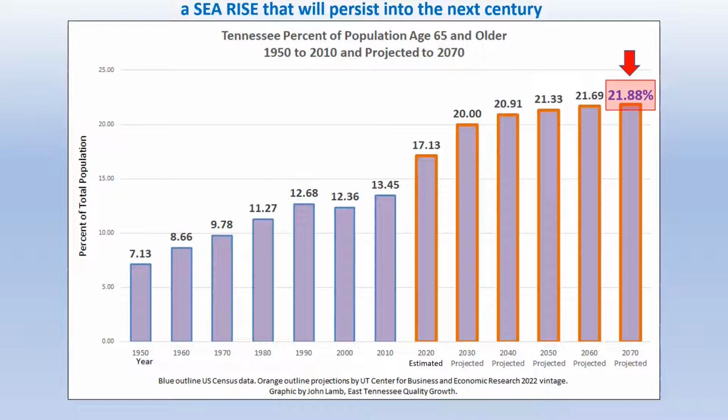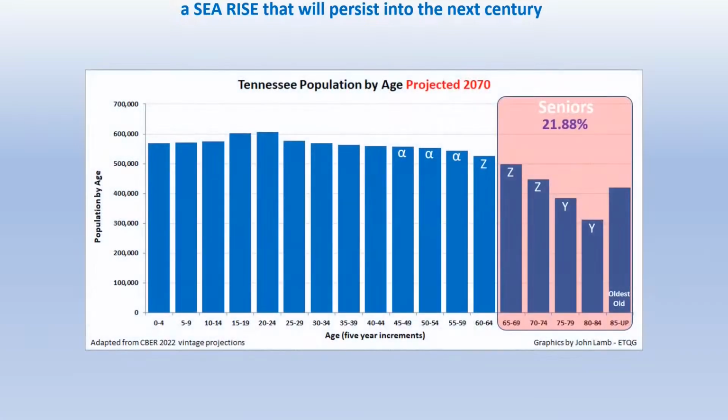Focus on the 21.88% of total population in 2070, as this relates to the projected population distribution in senior years by 2070. Ask yourself if this percent will decrease in the future to the turn of the next century and beyond, given the relatively large generations that will age into senior years in subsequent decades.